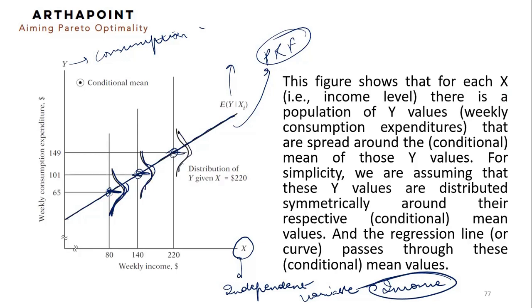So at any point of time, this is just for simplicity, we are assuming that y values are distributed symmetrically around their conditional means. 50% of the y values are above the conditional mean, 50% of the y values are below the conditional mean. And this is something which we just saw also, right?